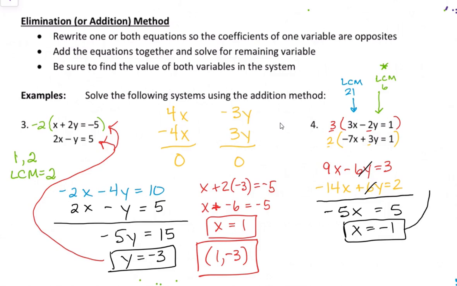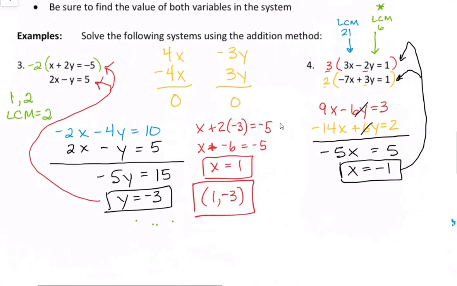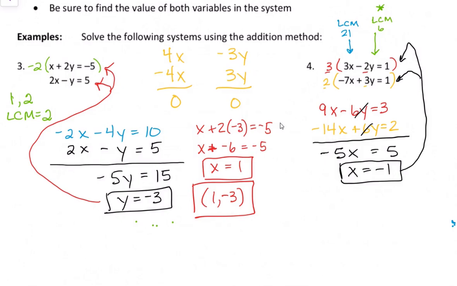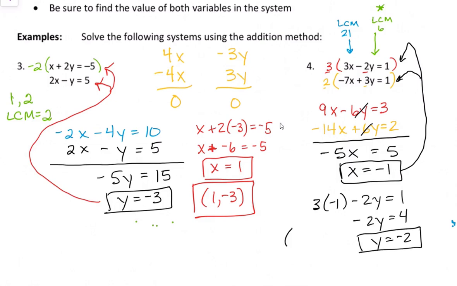And now I want to substitute that negative 1 back into either one of those first equations. Does not matter which one. So I'm just going to choose the first equation for no particular reason. So the first equation is 3 times x, and in place of the x, I put in my negative 1. And I'm going to move this negative 3 to the other side by adding 3. Divide by negative 2, and there's the second half of my ordered pair. So the solution to that system is negative 1, negative 2.